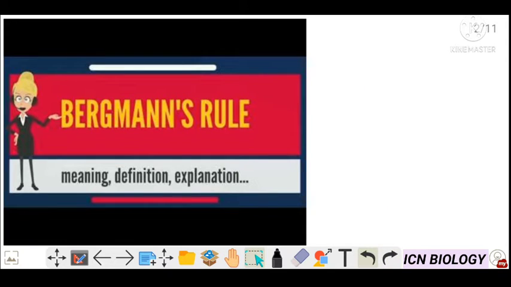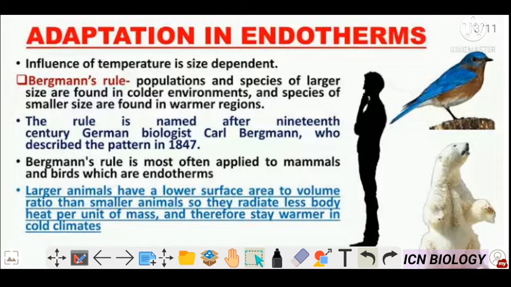To know Bergman's rule, we are going to discuss the definition and the meaning of Bergman's rule, and I will explain what it actually is. First of all, we are going to discuss adaptation in endotherms. To adapt to the environmental temperature, endothermic animals obey different types of rules. They obey Bergman's rule and Allen's rule. Today we are going to discuss only Bergman's rule.